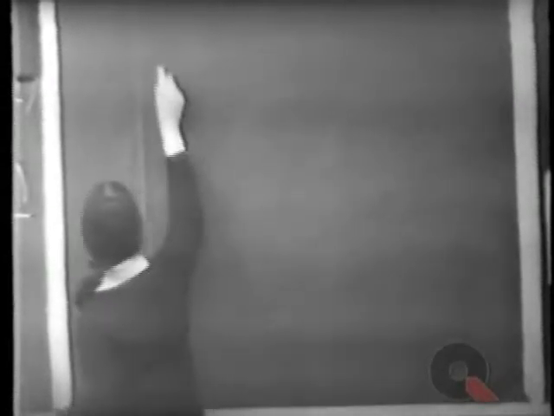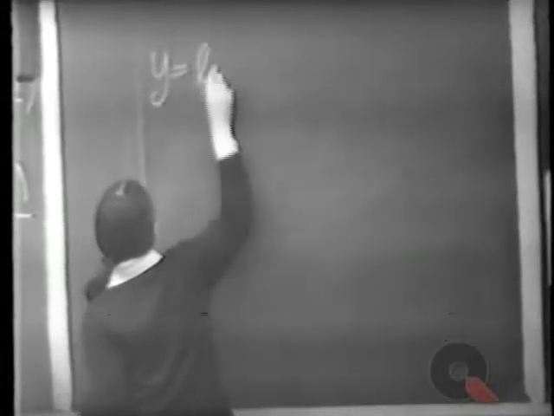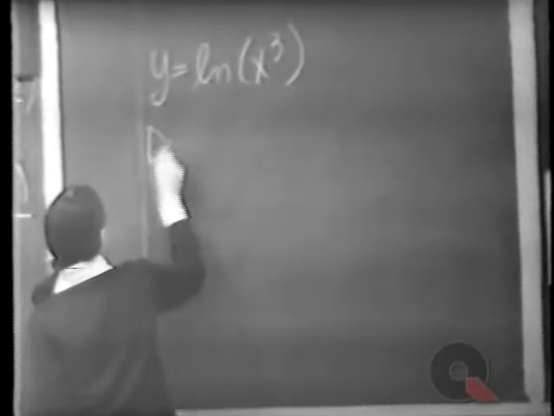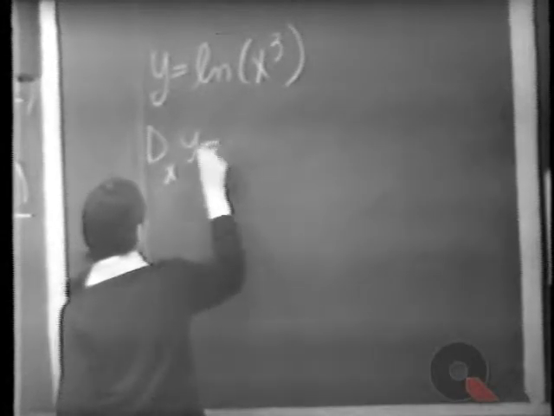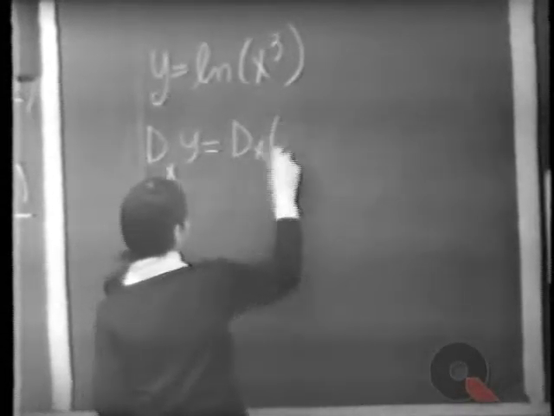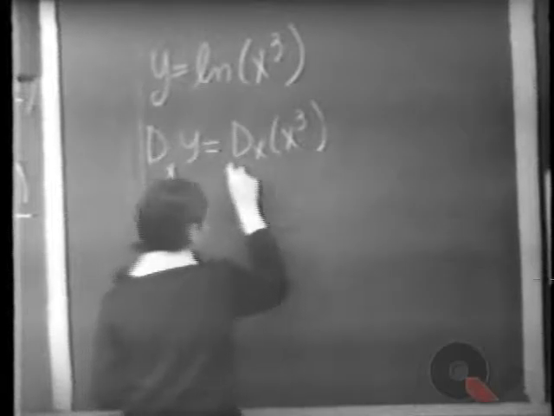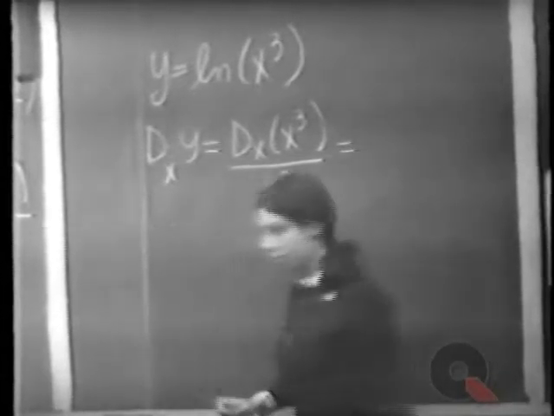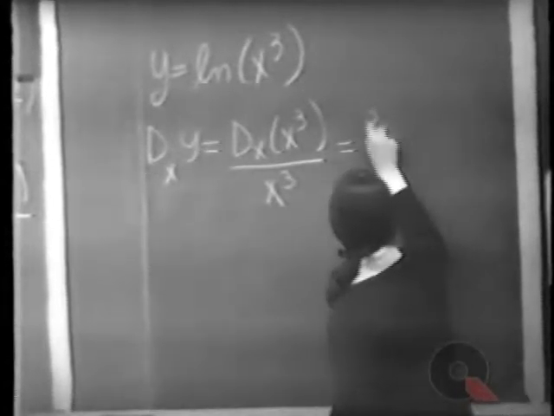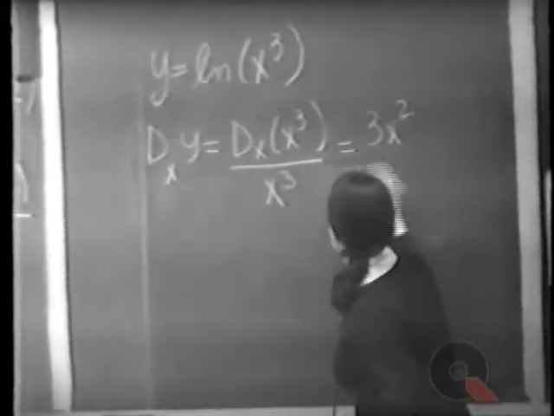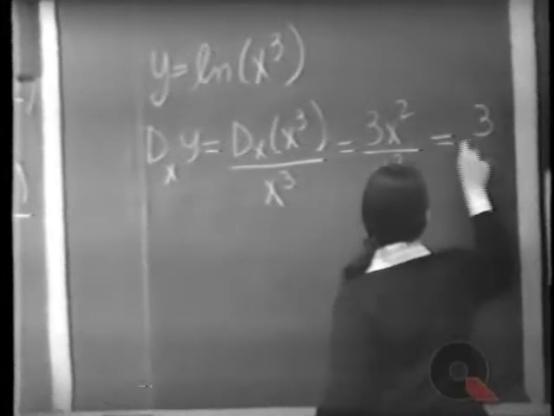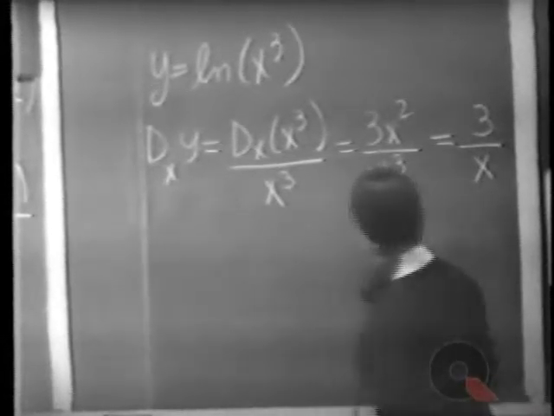Let's do some more problems using this formula. If y is equal to the natural log of x cubed, the derivative of y with respect to x is equal to the derivative of x cubed with respect to x divided by x cubed, or 3x squared, which is the derivative of x cubed, over x cubed, which is equal to 3 over x.